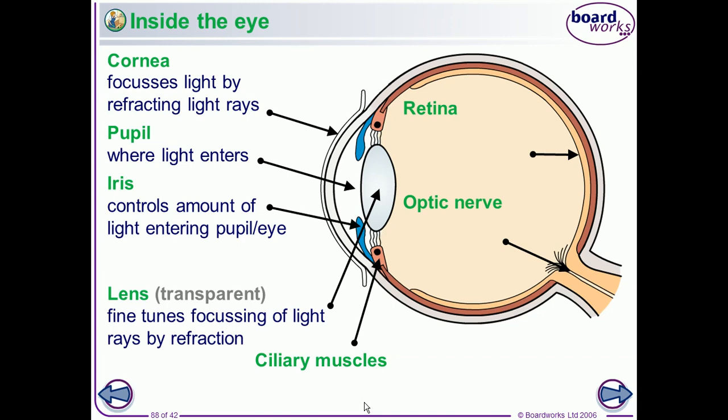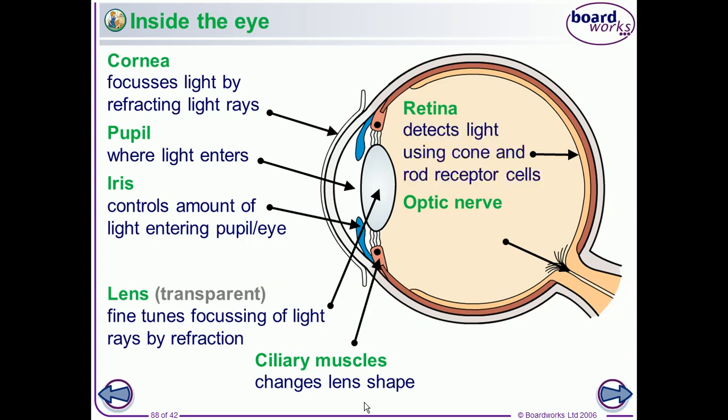And where the lens is slightly different to the cornea is it does the fine tuning of the focusing of the light by changing shape, by becoming either thinner or thicker. And then you've got the ciliary muscles, and they change the shape of the lens to make them thinner or thicker. The light rays then have to focus on the retina, and this detects the light so you can see clear images. They have got two specialized types of cells called cone or rod receptor cells. And then once the light is detected, it's converted and sent as a message called an impulse to the brain through the optic nerve.